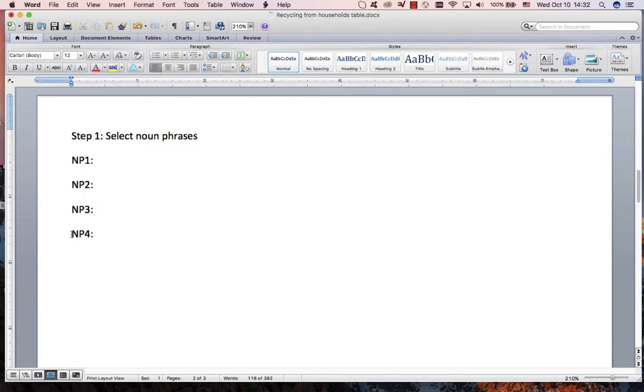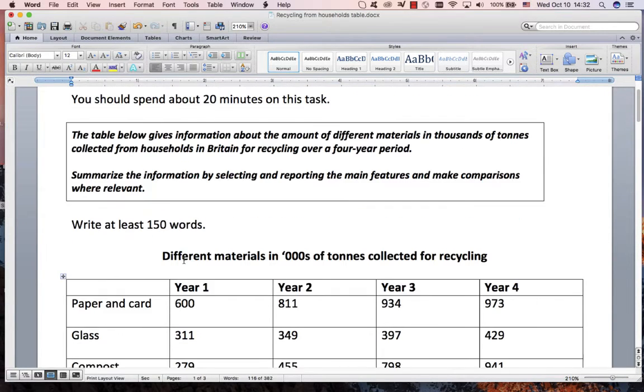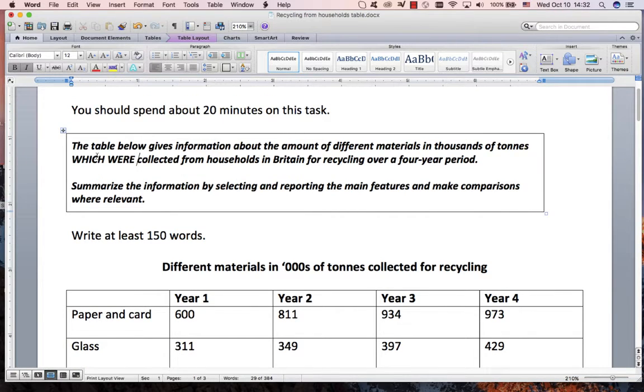And as you can see, I've added space for a 4th noun phrase. But let's do noun phrase 1 to 3 first. Can we see any? Look in the question, and what do we see over here? Here's where the noun phrase is. The amount of different materials in thousands of tons collected from households in Britain. Now, I don't know if I've mentioned this before, but this can be written like this. Sometimes when they're trying to shorten a which clause like this, they leave it out. They do it in tables and in short questions and in titles because they're just trying to shorten it. But this is the actual way that this noun phrase should be written.